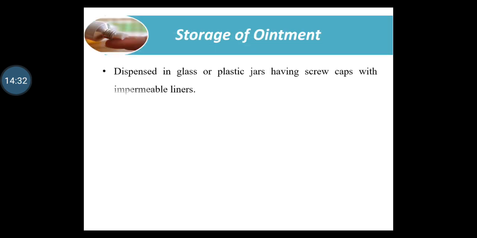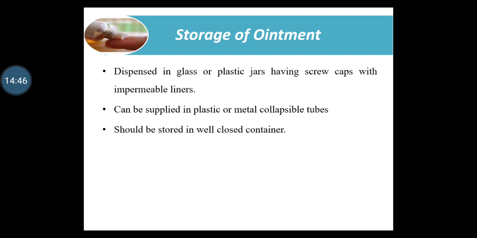Then next is storage conditions of ointment. Dispense in glass or plastic jars having screw caps with impermeable liners. Then can be supplied in plastic or metal collapsible tubes. Then should be stored in well closed container and should be labeled as for external use only. This is all about the ointments. You have studied different parameters of ointment. It was the last point which we were discussing in this session.